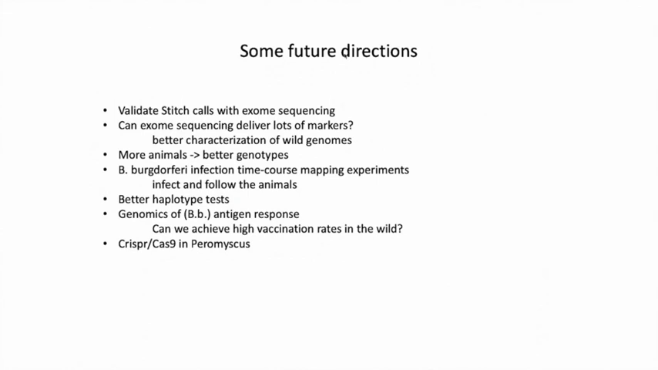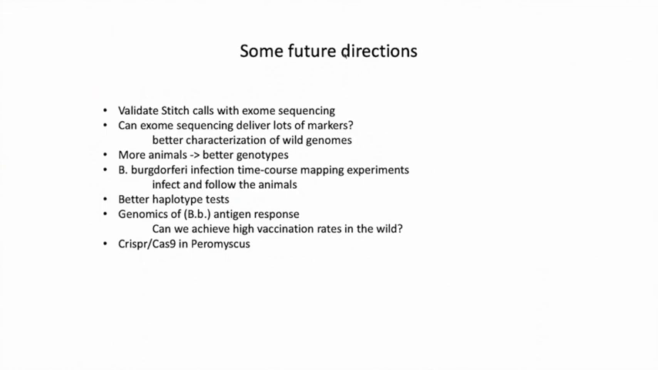I'm writing a grant to do some Borrelia burgdorferi infection time course experiments. So the idea would be to infect a large number of naive mice with the Borrelia, and kind of do a pulse chase, because mice are expensive, and then basically do assays at various times after the infection to look at the immune response in tissue-specific ways and pathogen load in tissue-specific ways. And then from those animals, we would also collect DNA, and we could do a GWAS on multiple traits. Obviously, I'm working on improving these haplotype tests.